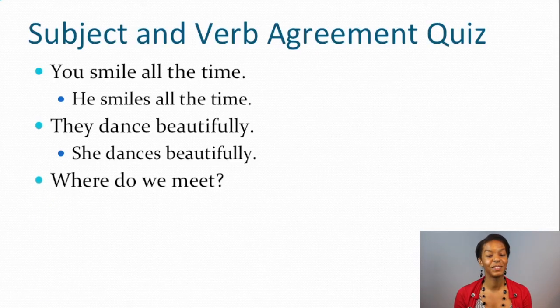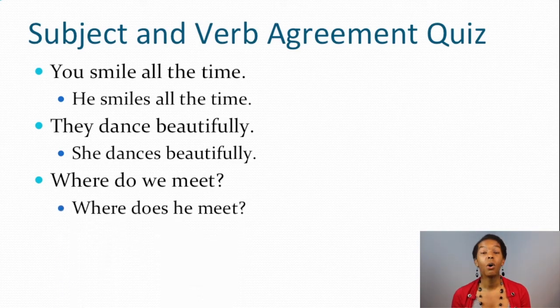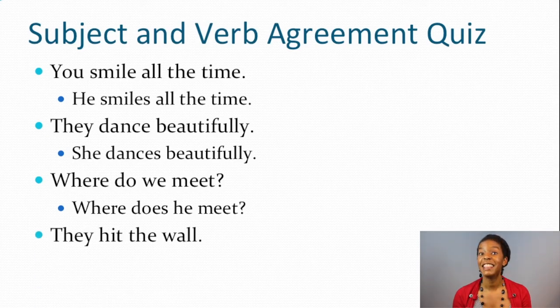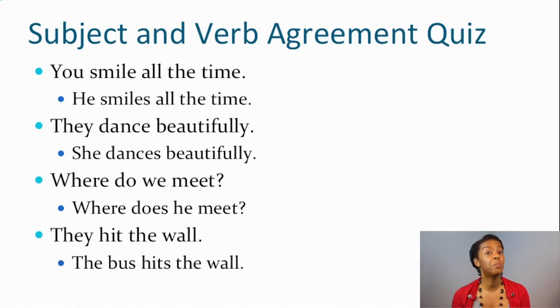Our next one, where do we meet? Change that into third person singular. That would be, where does he meet? They hit the wall. Change that into third person singular. That would be, the bus hits the wall.